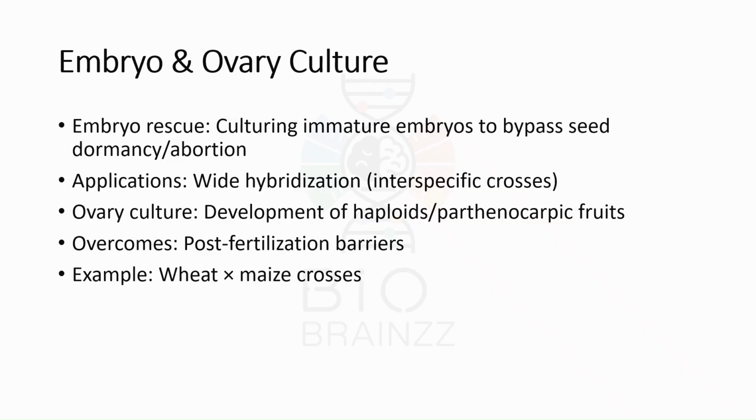Ovary culture, on the other hand, is used for the development of haploid plants and parthenocarpic fruits. Both techniques help overcome post-fertilization barriers and expand the possibilities of plant breeding. A classic example is the wheat cross maize, where embryo rescue is essential for hybrid survival and development.